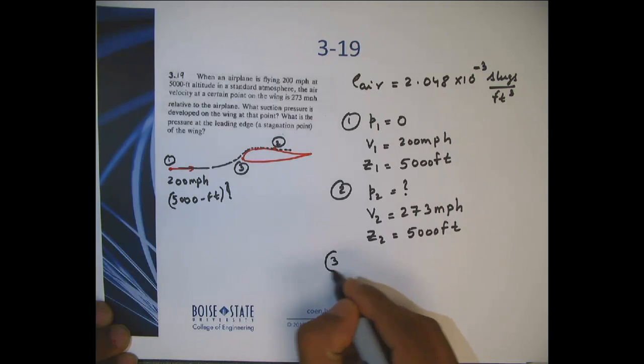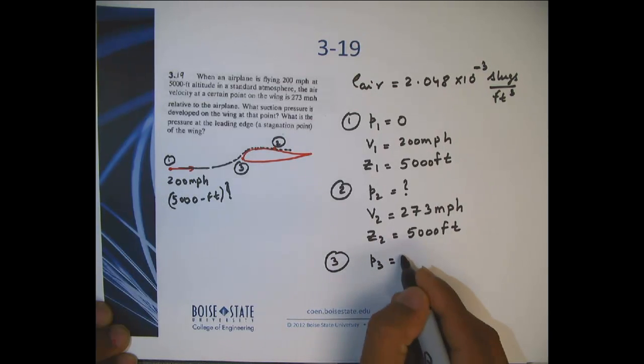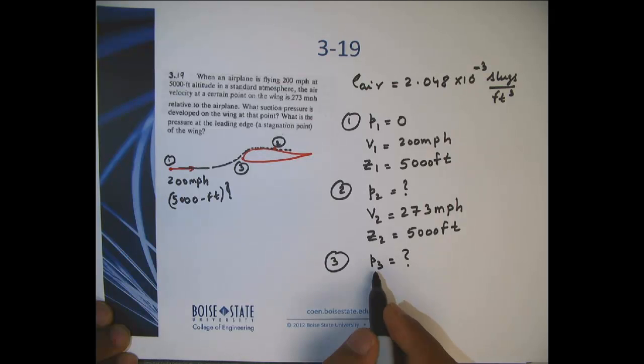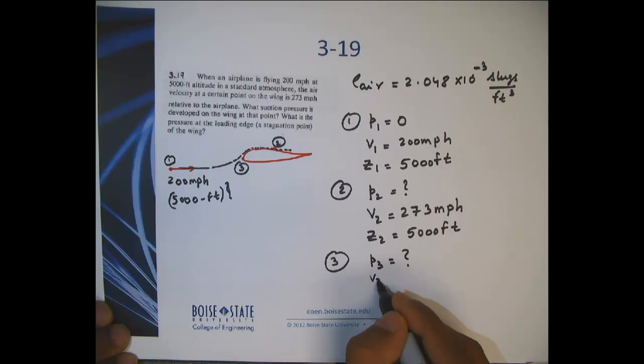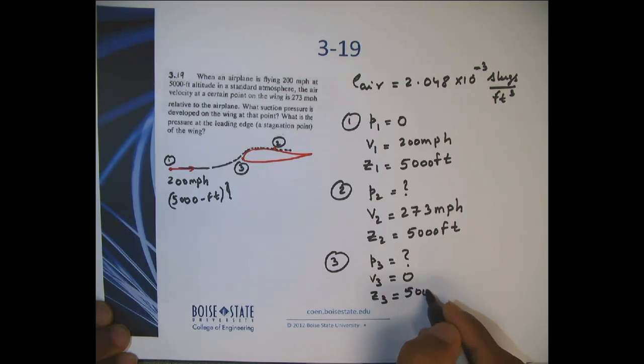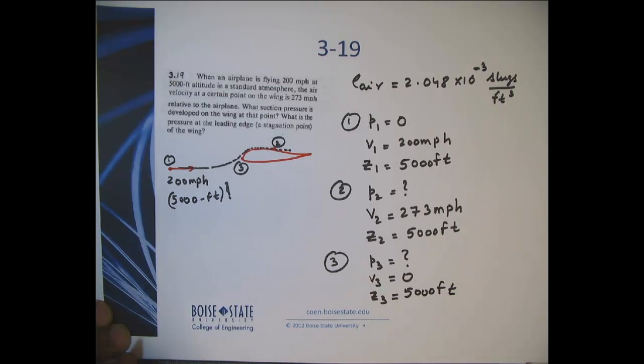And again, at 3, even though it is a stagnation point, you have a pressure associated with it, which would be your pressure at that leading edge. And we know for a fact that at the stagnation point the velocity is 0. And just to make sure you know it, we also have an elevation at 3, which is the same.